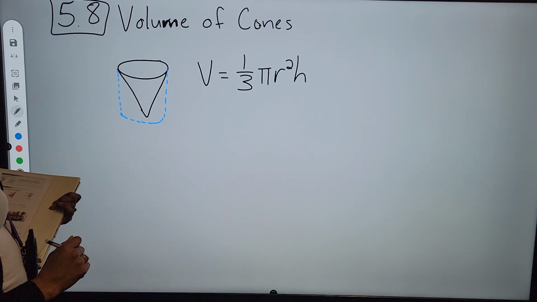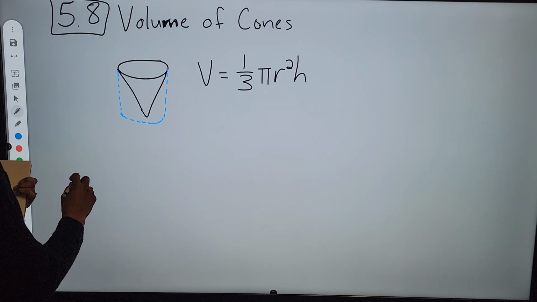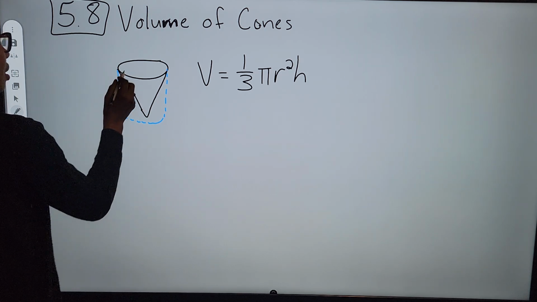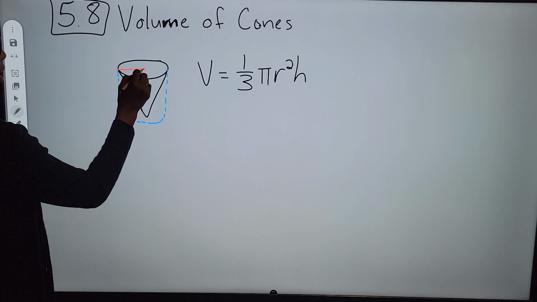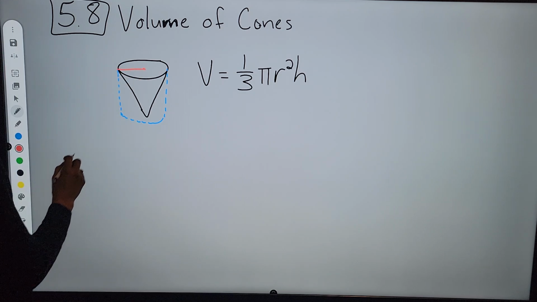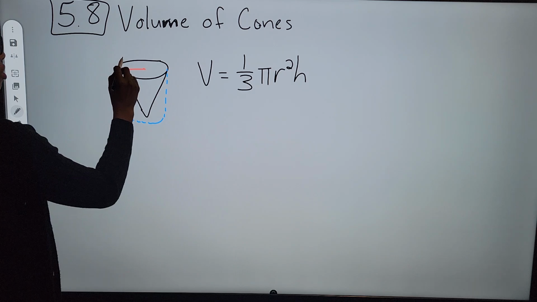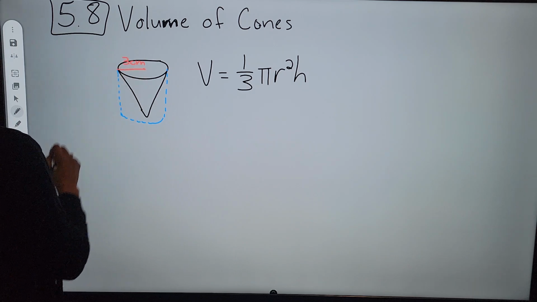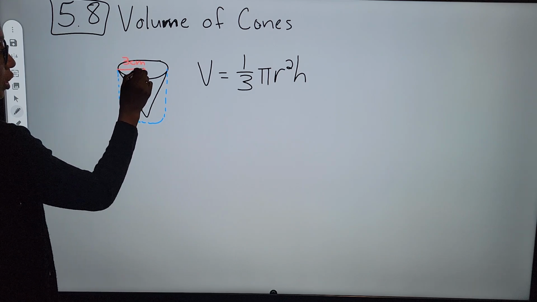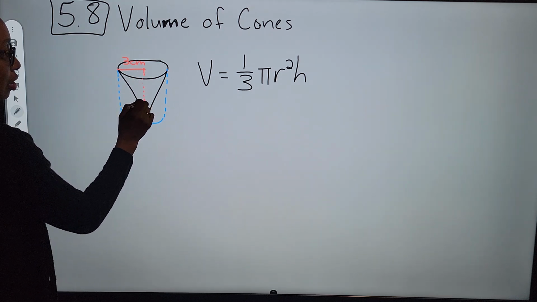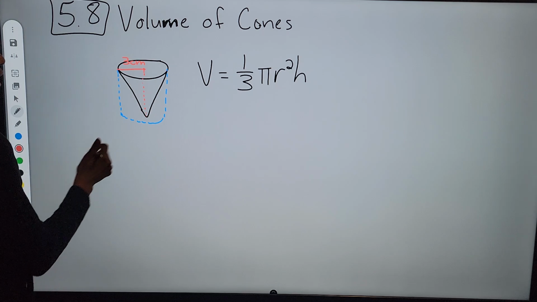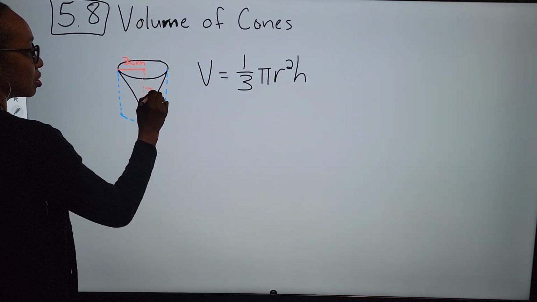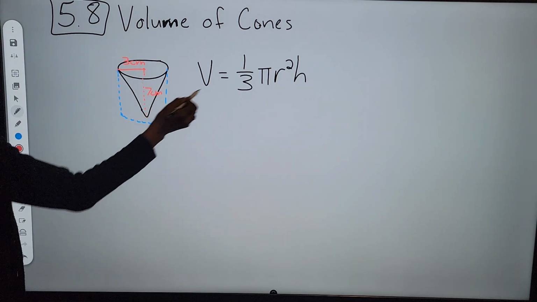So in your book, they have an example 5.8. And they have the radius of 3 centimeters. And then the height, they're showing it all the way down the middle to the point, or vertex, of the cone, and that's 7 centimeters. So now we'll plug in the values.